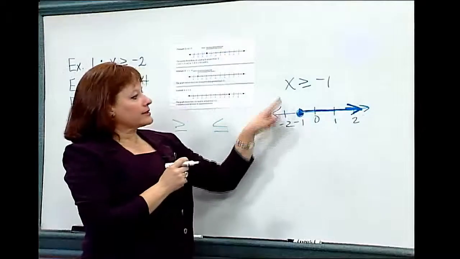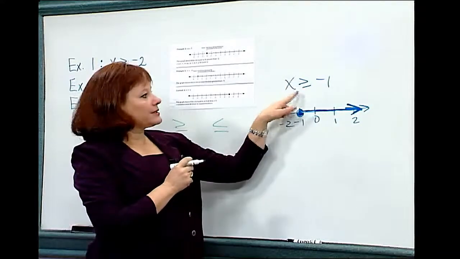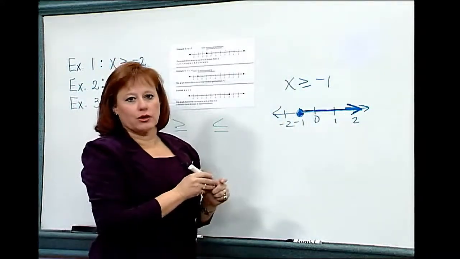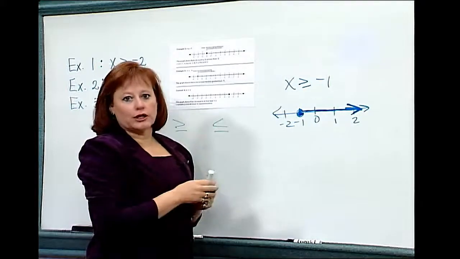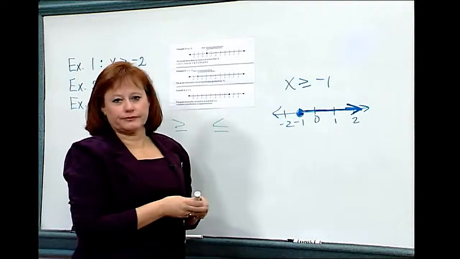This would indicate x is greater than or equal to -1. The solid circle means the equal to, and everything shaded to the right means greater than. This is a much easier way to show the solution to an inequality. We're going to do it by shading on a number line.